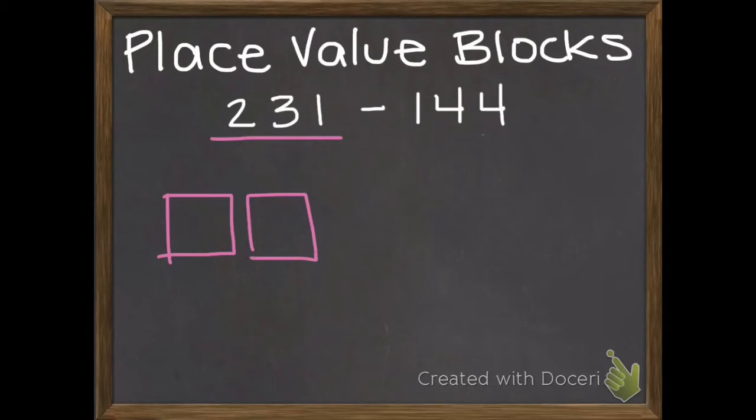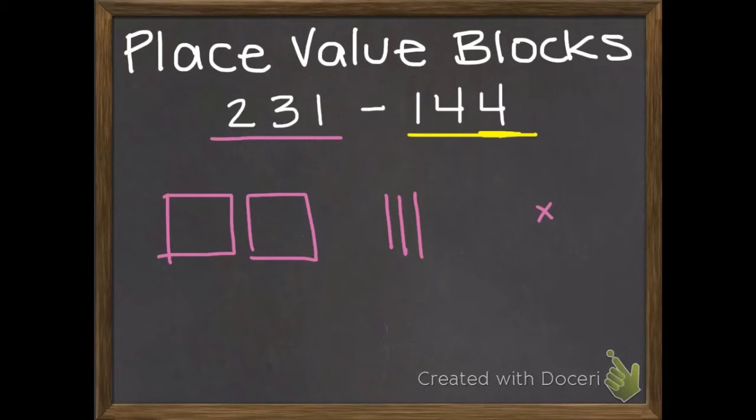2 hundreds, 3 tens, and 1 one. Now our job is to simply take away 144 from this number. We're going to start with the ones. Here we have 4 ones to take away. But if I look over at my ones, I only have 1 one.